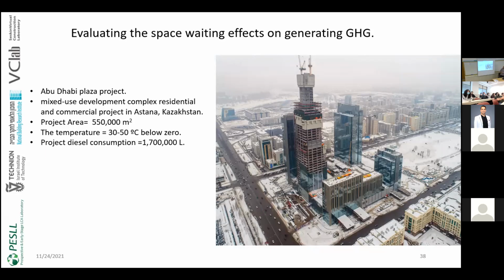Now, the last experiment is evaluating the space waiting effects on generating greenhouse gases. So when I said that the green building rating systems focus on the embodied greenhouse gases in the product, they ignore the flow and value perspective. Now, why did I select a project in the cold areas? Because in the cold areas, while you are building your construction project, you need to heat it. Because if you don't heat it, you cannot pour the concrete, you cannot do the activities.